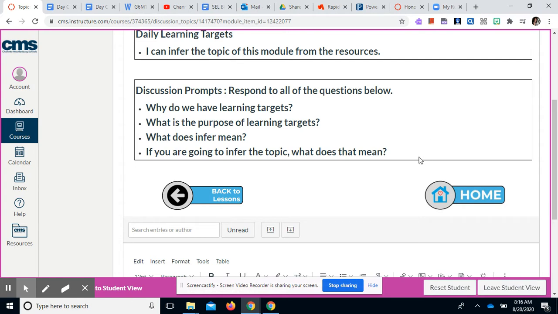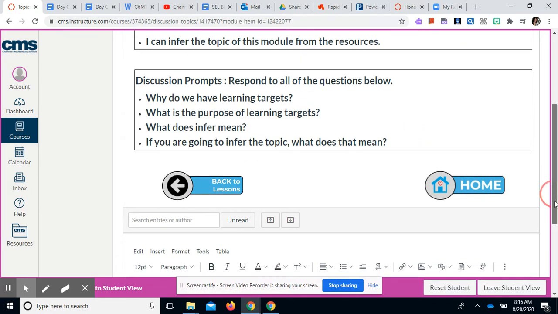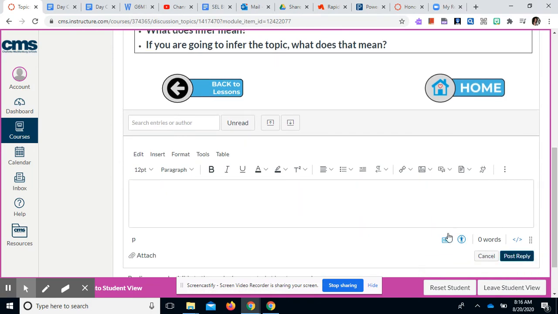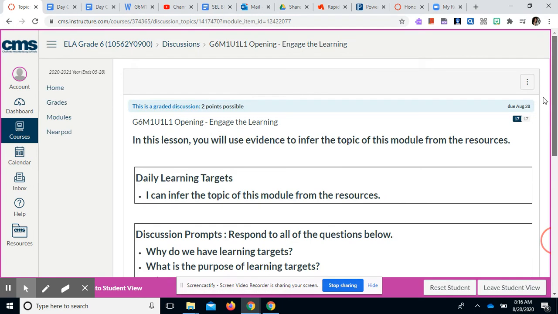Infer. We talked about what inferences mean, and to infer meaning to make an educated guess and to access prior knowledge and whatever information you have gathered to make that educated guess. So you would be responding to those questions down here and then posting your reply.